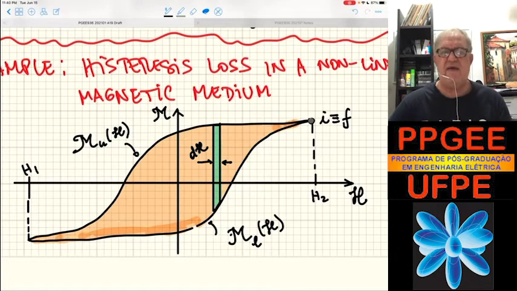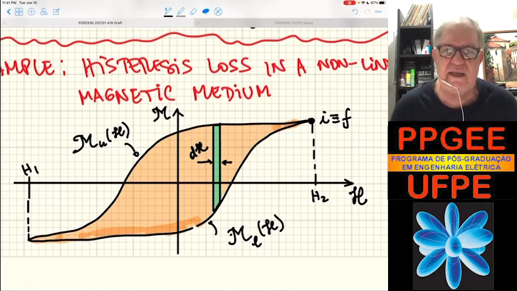Let's imagine that we have a fictitious agent that is changing the H field. You reduce the field, then you go back again until the initial value. It goes down to H1, it goes back again to H2. So I can make H1 equal to H2, and then you have a cycle like this. You saturate on one side and saturate on the other side. What's the energy change in a cycle?